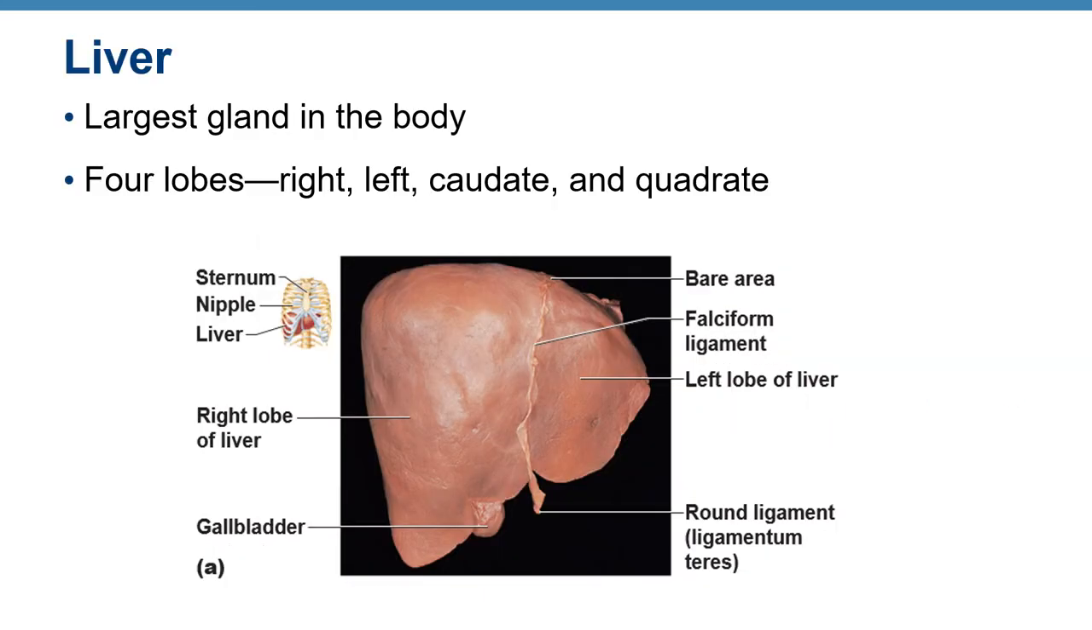Now, the liver. The liver is the largest gland in the body. The liver has four lobes: right, left, caudate, and quadrate on the visceral surface. Right over here, what separates the right and left liver is the falciform ligament. And you can also see the gallbladder over here.